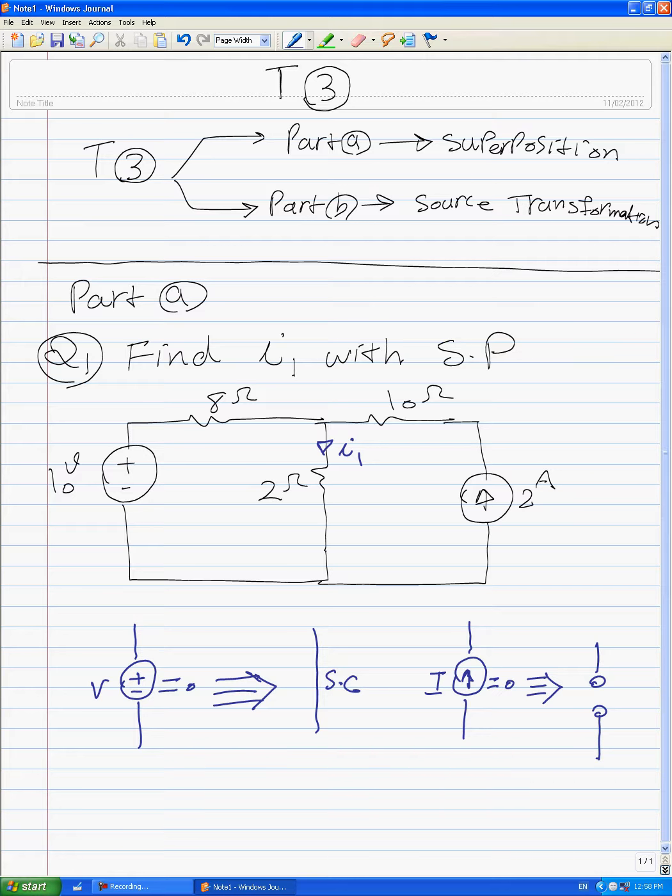For this question, we want to start with defining the sub-circuits. The first part of superposition is obtained for 2 amps equal to 0. This is the first part, or part 1. And the second part is obtained for 10 volts equal to 0. This is the second part.